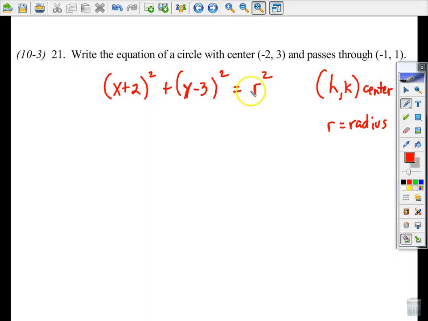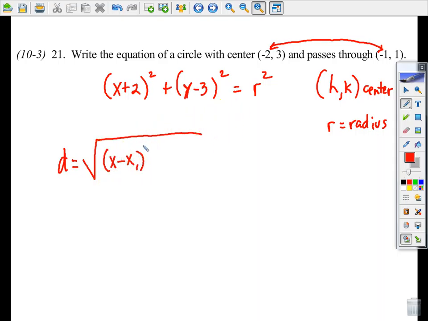So that part of my equation is done. The difficult part is I don't know what r is. But by being given a point on the circle, and I know that for a circle, all points are the same distance away from the center. If I could just find out how far apart these 2 points are, I will have the radius. Fortunately, I learned back in Algebra 1 how to find the distance between 2 points. It's the old distance formula. I'll write it up for you and then we'll fill in.